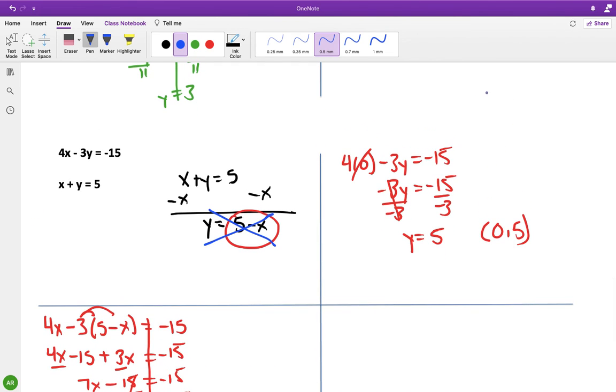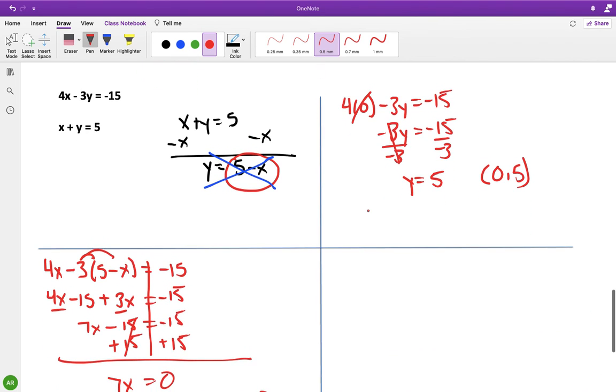So let's go ahead and start by checking for 4x minus 3y equals negative 15. So for the x, I'm going to plug in 0. So I have 4 times 0 minus 3 times 5 equals negative 15. This cancels out. Negative 3 times 5 is negative 15. Negative 15 equals negative 15.